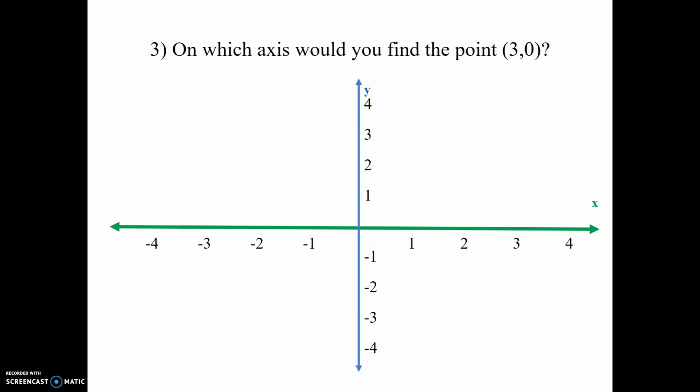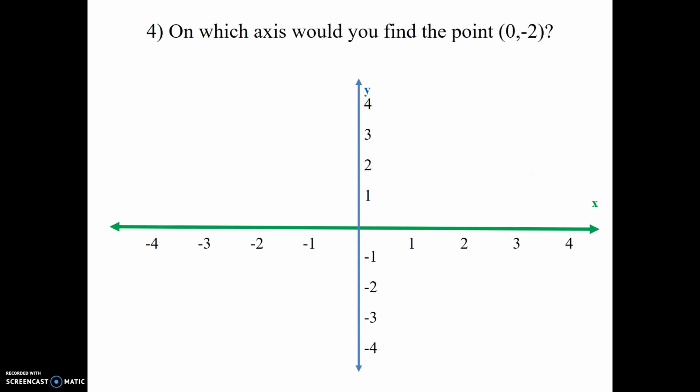On which axis would you find the point 3, 0? Well, from the origin, I go to the think. I'm going left or right first, and I'm not going up or down. So I would find this point on the x-axis. On which axis would you find 0, -2?